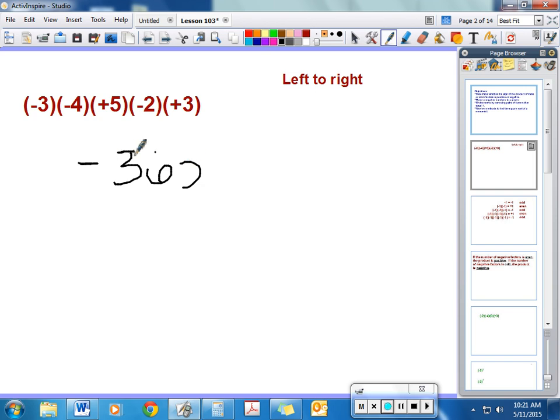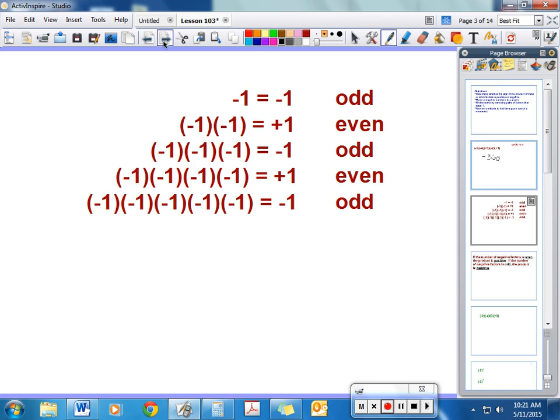It would be nice though if we found a shortcut to know exactly what our sign is going to be and then just worry about grouping the numbers however we wanted to. So I want you to take a look at this next slide and see if you can determine a pattern. Okay, so if we have obviously one negative number, your answer is going to be negative. If you have a negative times a negative, we know it ends up being a positive. If you have three negatives multiplied, your answer ends up being negative.